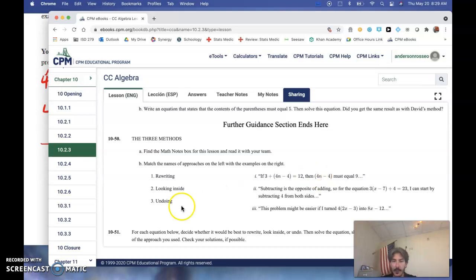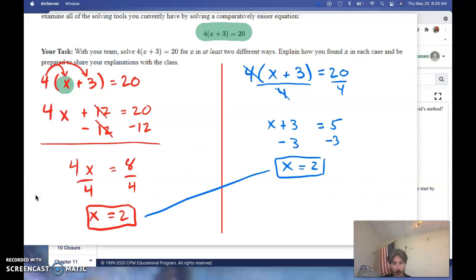And then finally, the undoing. This is the thing that we've probably been doing the longest, right? Number 3, subtracting is the opposite of adding, that inverse operation. So you start by subtracting 4 from both sides of this equation right here. And you're going to see us practice some of those things as we move forward in our notes today.